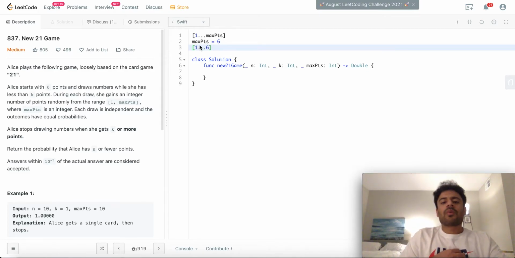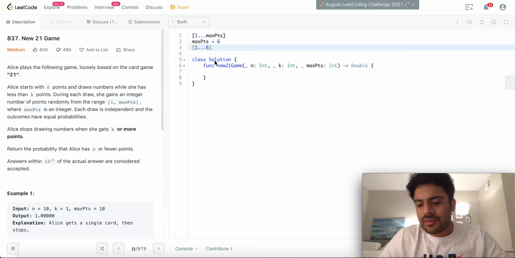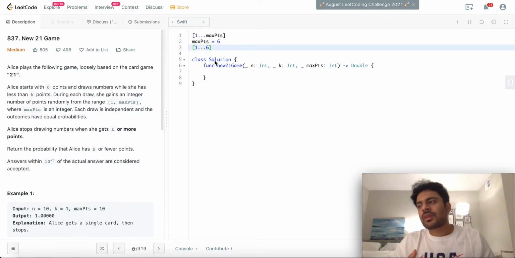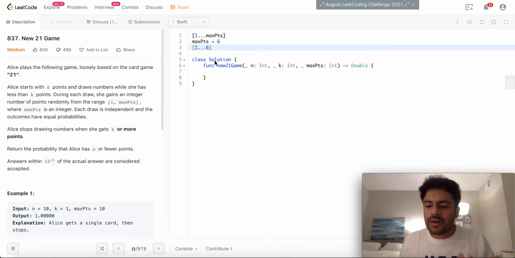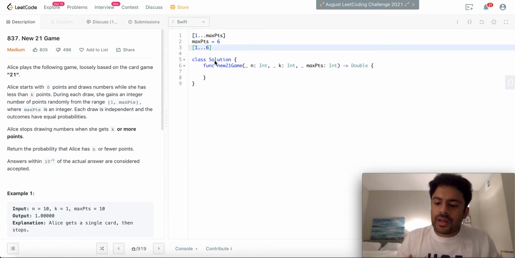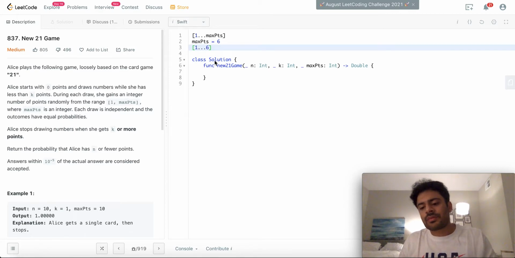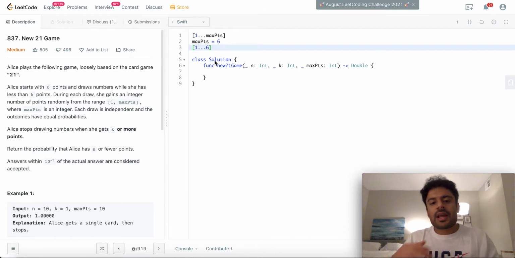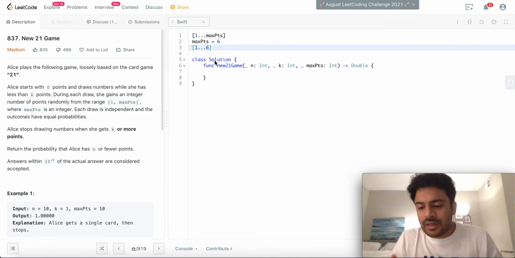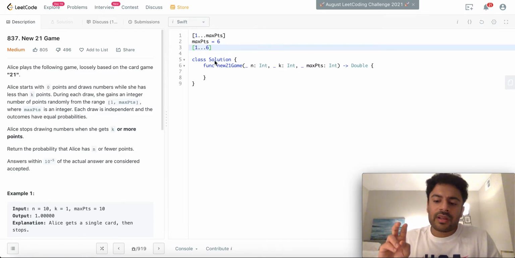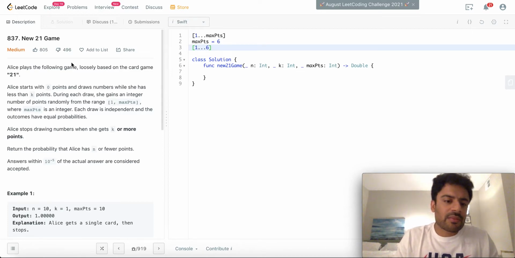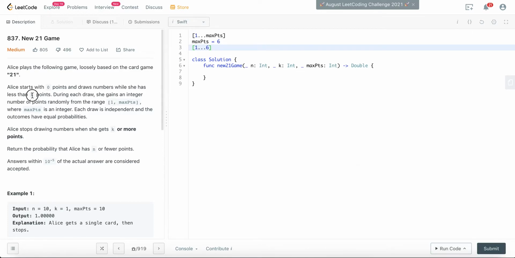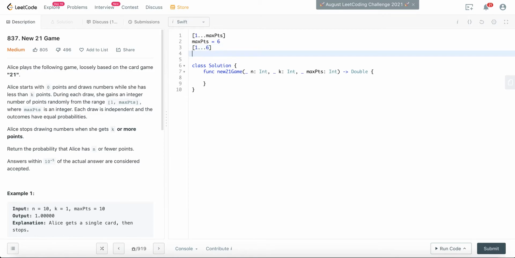What they're saying is we can draw numbers from this range and all numbers can be drawn with equal probability. So say the probability of drawing a 2 is equal to the probability of drawing a 5, and we'll keep drawing numbers from this range. So say we draw 2 and then we draw 4, we get to 6. Say we draw 6 after that, we get to 12. We'll keep summing this up. And when do we stop? That stopping threshold is defined by this k. So say k is 18.